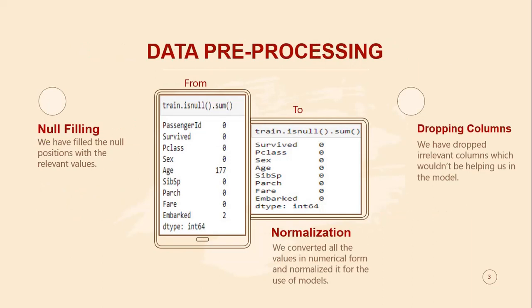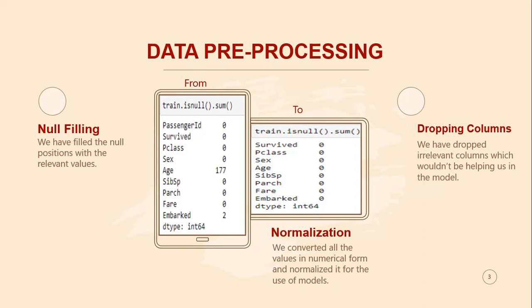So what we have to do first is data pre-processing. We have to remove all the null values and fill them with some relevant values. The second thing we need to do is drop irrelevant values that are not going to improve the model in any way.